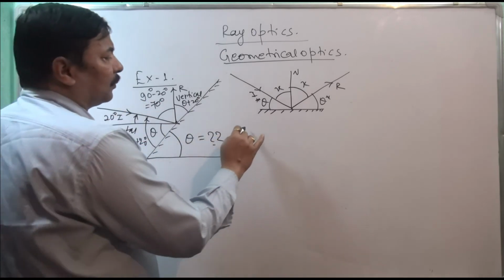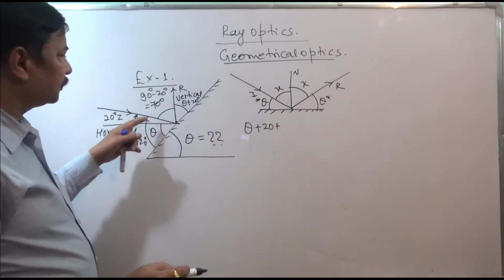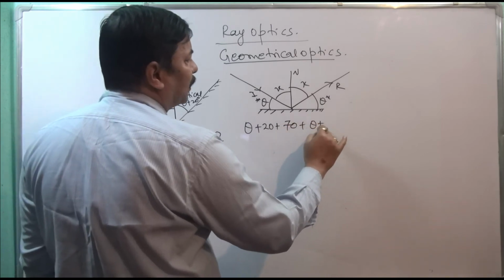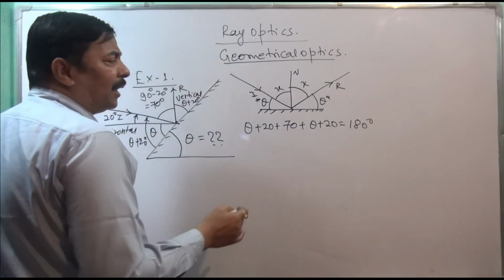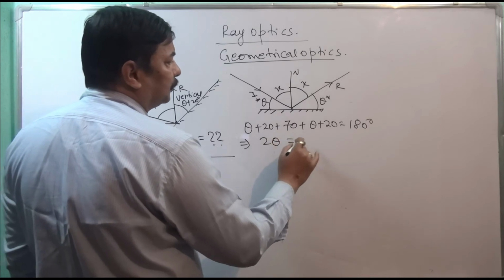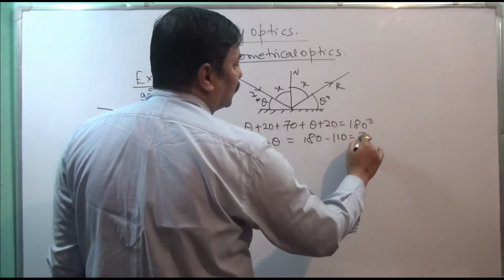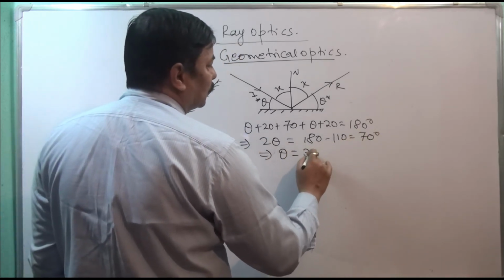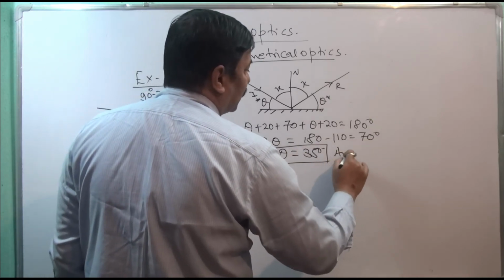That means theta plus 20 plus 70 plus theta plus 20 is equal to 180 degree. And if you calculate, you will get 2 theta equals 180 minus 110 degree, that is 70 degree. So theta is equal to 35 degree. This should be your answer.